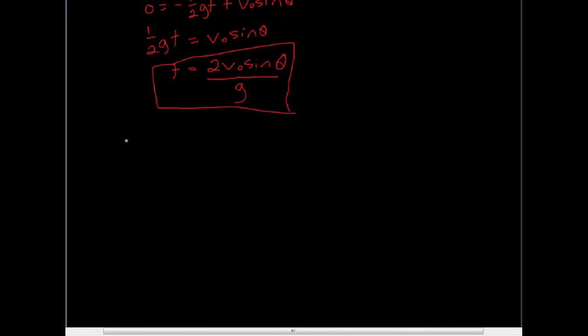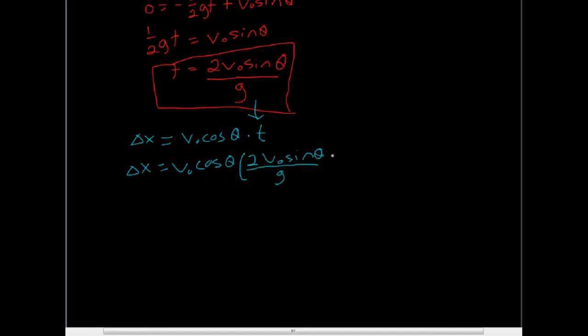So we know that delta x, again I'll just repeat it down here, is equal to v naught cosine theta times time. And we're just going to plug this time that we solved for right into this t. So we say delta x is equal to v naught cosine theta times 2 v naught sine theta divided by g, because this is the time that we solved for.